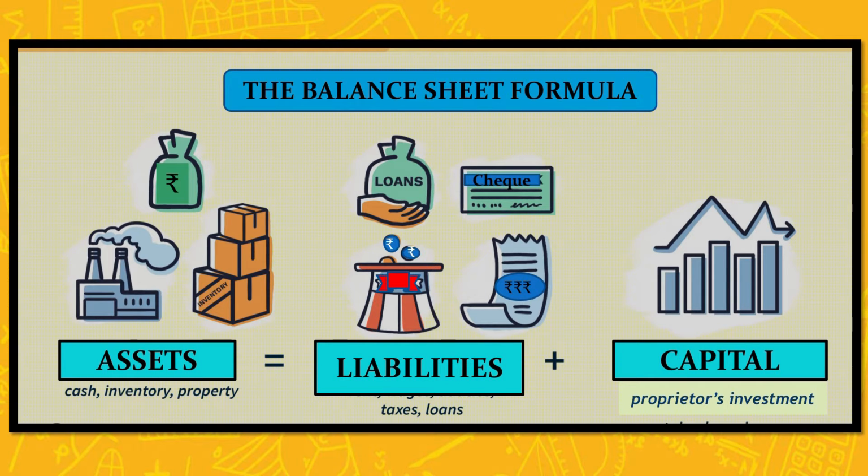You can see the assets is equal to liabilities plus capital. Assets, they are the cash, the property, the inventory of the business, all those form the assets. That is equal to the liabilities plus capital. Liabilities, what the business has to pay to the outsiders. Capital is the owner's investment. That means what the business has to pay to the owner or the proprietor.